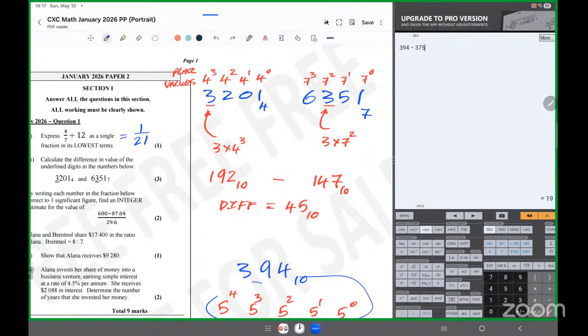But in this example, I only wanted to know the value of the 3. The value of the 3 is 3 times 4 cubed, because the 3 is in the place value of 4 cubed, because this number is in base 4. So base 4 starts from 4 to the 0, then 4 to the 1, then 4 squared, and so on. Those are your place values.